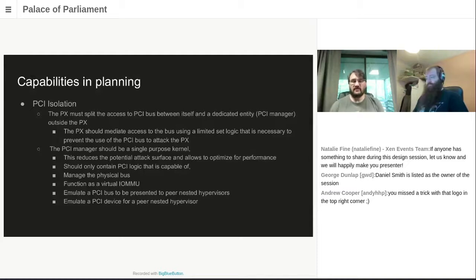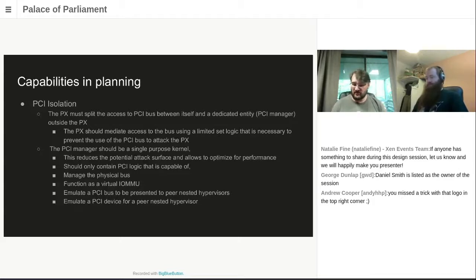Capabilities and planning. So this is even looking a little bit further ahead. The PCI isolation. The protection hypervisor, using the HAT architecture terms, needs to be able to split the PCI bus between itself and a dedicated entity, a PCI manager that is outside of the protection hypervisor. Basically, the protection hypervisor needs to be able to mediate all access to the bus, but it only needs to do so to the degree to ensure that the PCI manager cannot compromise the protection hypervisor.